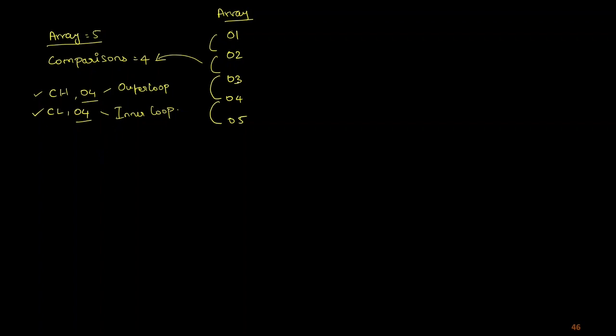Now, this array is in some memory location. Assume the first element is at 2000, then 2001, 2002, 2003, and 2004. In the same memory location, we have to sort it in descending order. These are the elements or data inside that memory location, and this is the memory location where it is saved.